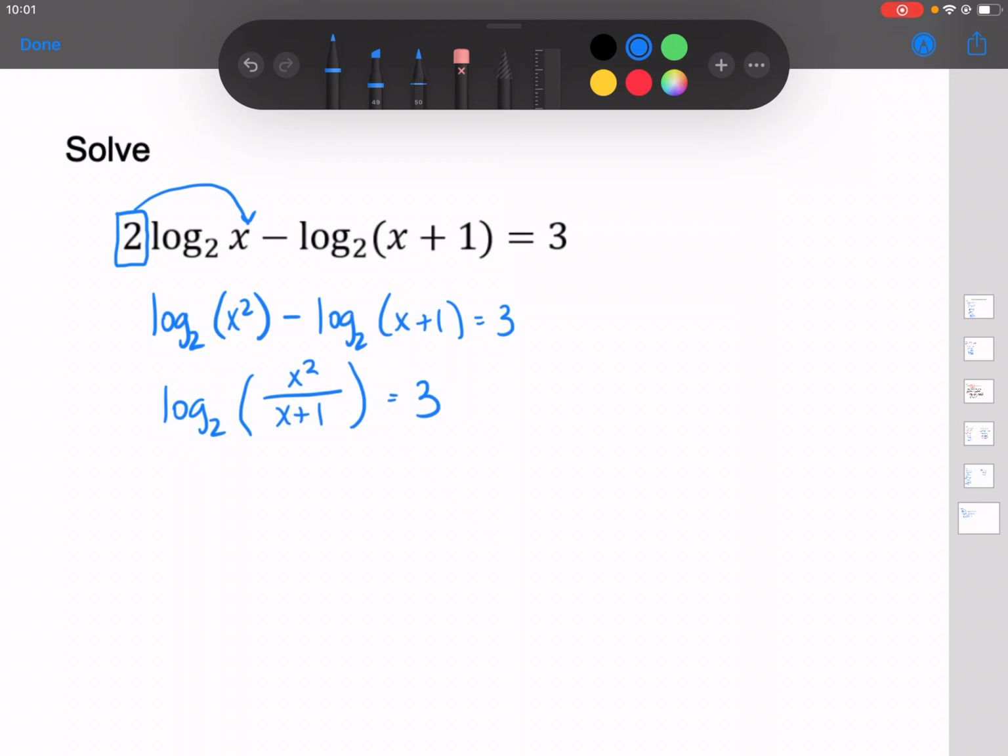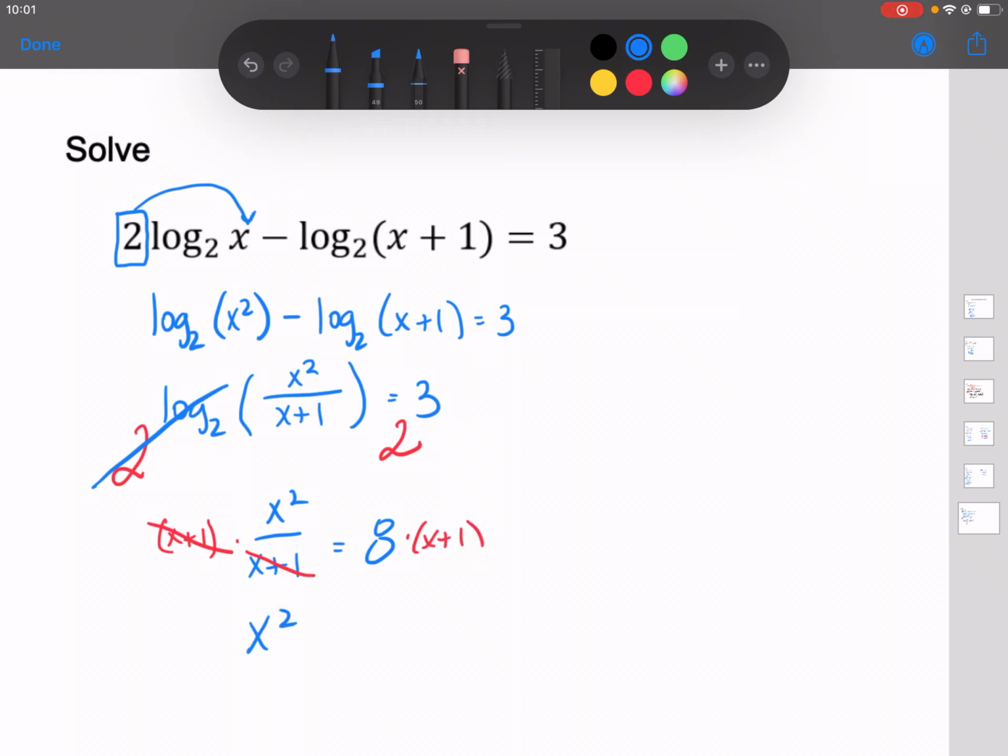And then we'll go ahead and apply our inverse, so it's a base of 2 to both sides, since that's what the log's base was. So I have x squared over x + 1 is equal to 2 cubed, or 8. Oh, this one's a good one. So multiply both sides by x + 1, because I don't like denominators. I want to get rid of that fraction. So x squared is equal to, and I'll distribute, 8x + 8.